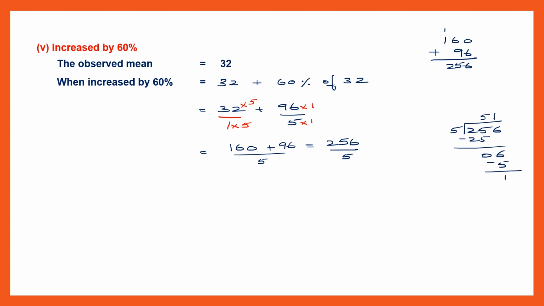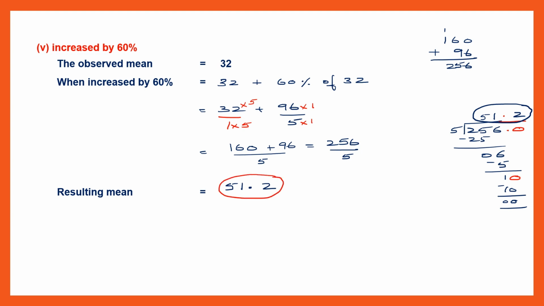Now we need to continue with our division. Let's put a point, carry that point, put a 0, bring that 0 down. Now our number is 10. So let's continue. 5 2s are 10. So now the remainder is 0 and our division is over. So what is our quotient? 51.2. So we have the resulting mean. Our resulting mean is 51.2. So this is our answer. Resulting mean is 51.2.